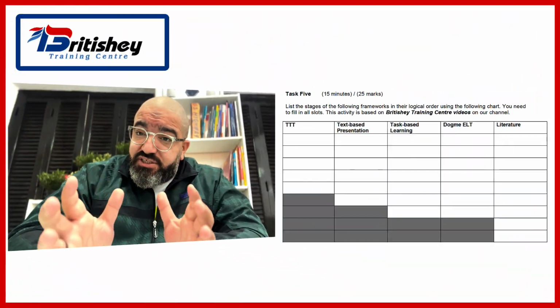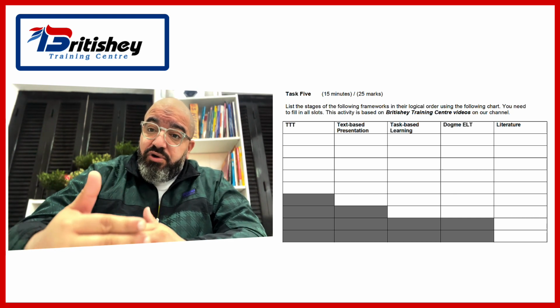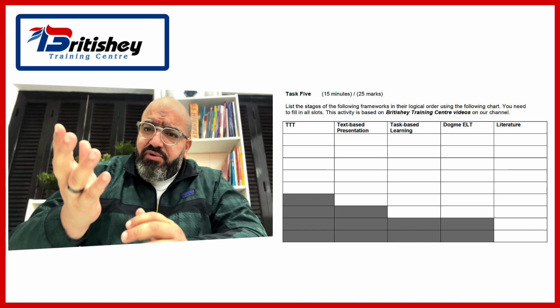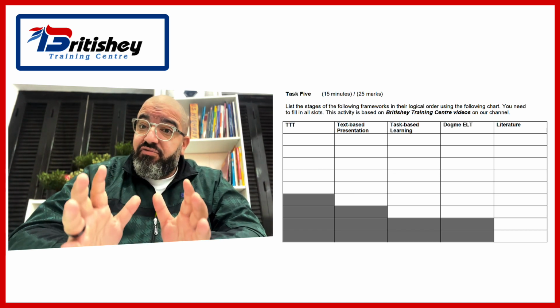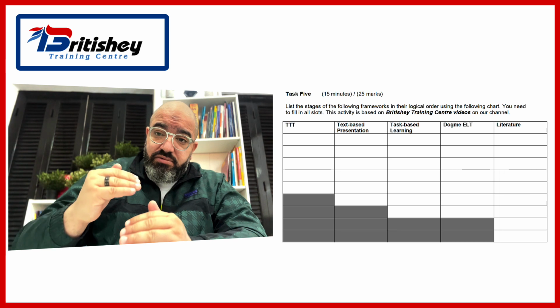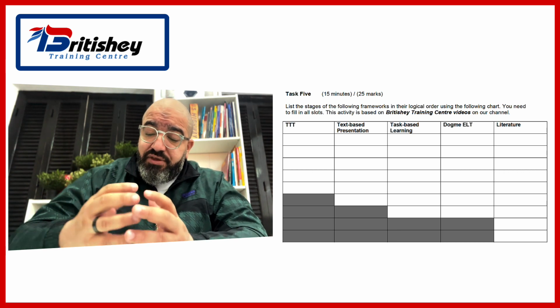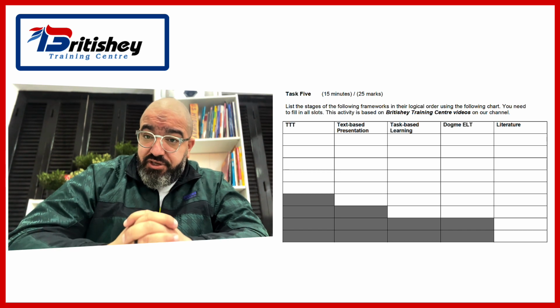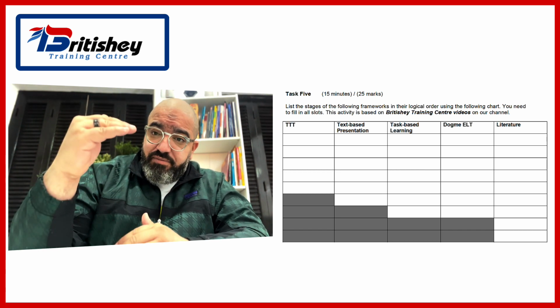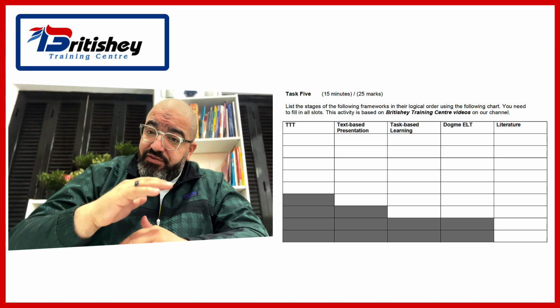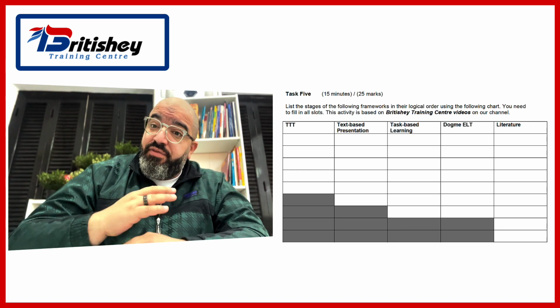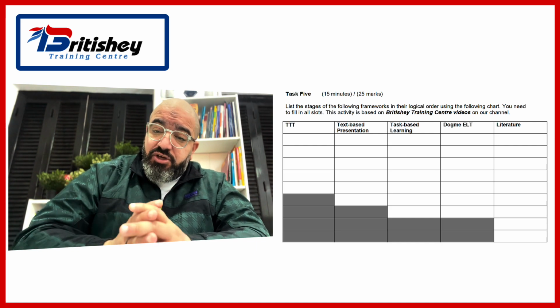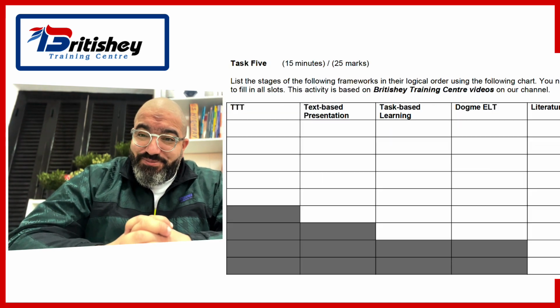Now let's move to task 5, which is a very, very important task because it tests your memory of framework stages. For example, in the question you see now, you're given 5 frameworks and you need to write down stage names as you studied them in the episodes on our YouTube channel, right? Again, for example, if we look at TTT, then we said that we have leading, and then test 1, and then teach, and then test 2, and then feedback. So you need to follow the stages we talked about in our episodes, right?